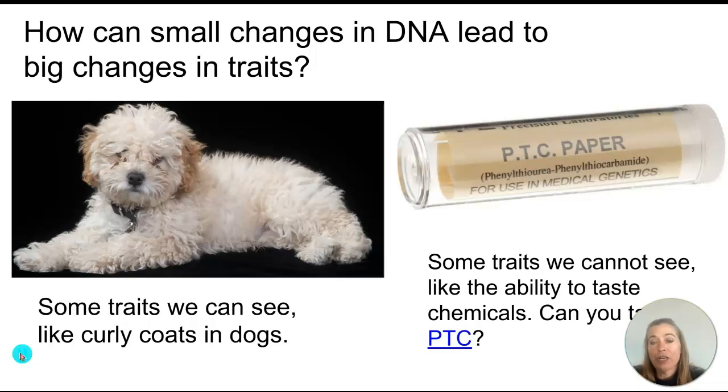There are some traits that are expressed that you can't see, like whether or not you're a PTC taster. PTC stands for phenylthiocarbamide, and it's just a chemical. Some people have receptors in their tongue where they can taste it and some don't. If you're curious about whether or not you're a PTC taster, check with your teacher. I bet she has some PTC paper for you.